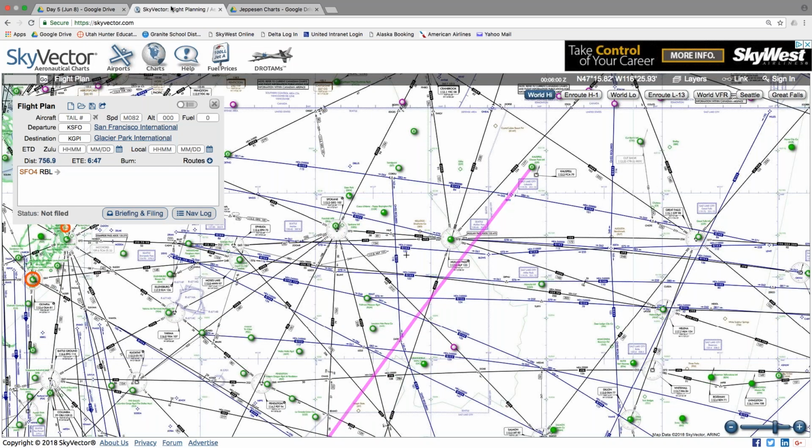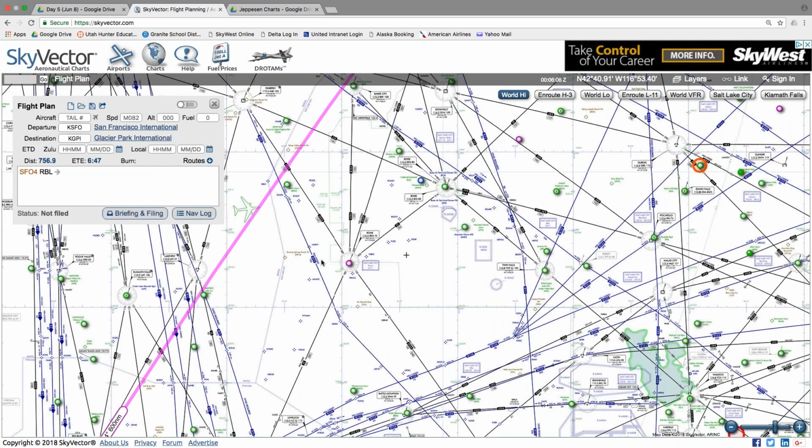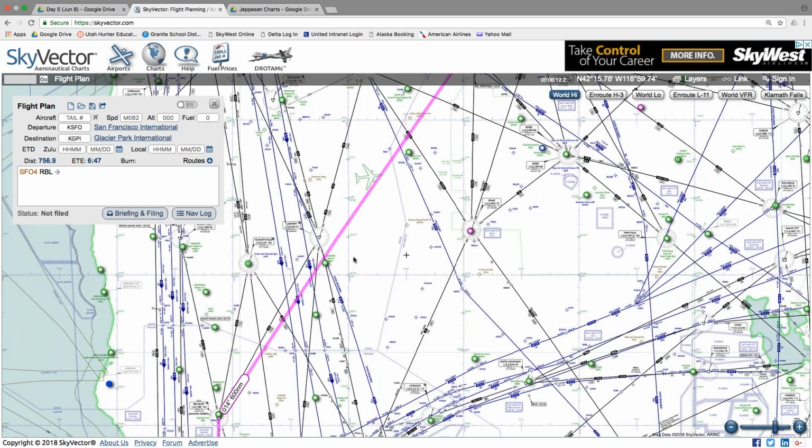So whenever we have a station that doesn't have an arrival or departure route, we always navigate to the nearest VOR and then from that VOR fly direct to the airport. Or from the airport, if it's a departure, say we were leaving Kalispell, we would leave Kalispell, fly direct to the nearest VOR, and then fly out on a jet route or Victor route. Does that make sense?